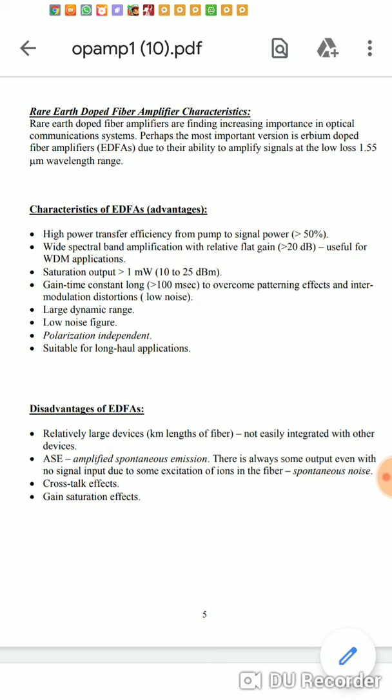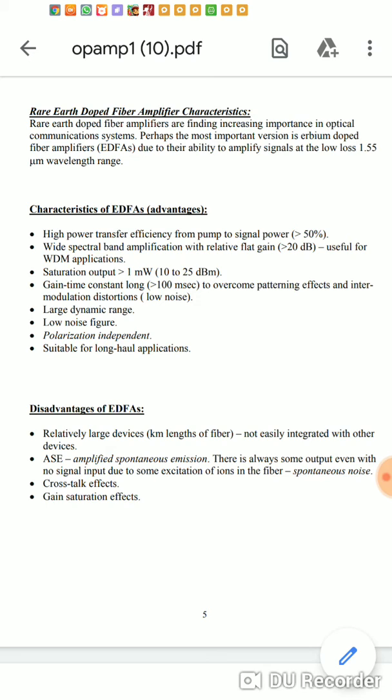As we have seen the characteristics of the SOA, similarly we will see the characteristics of the EDFA. First we will discuss its advantages. The advantages are high power transfer efficiency from pump to signal power. Efficiency is the ratio of output optical power to input optical power, P out divided by P in. It is greater than 50%.